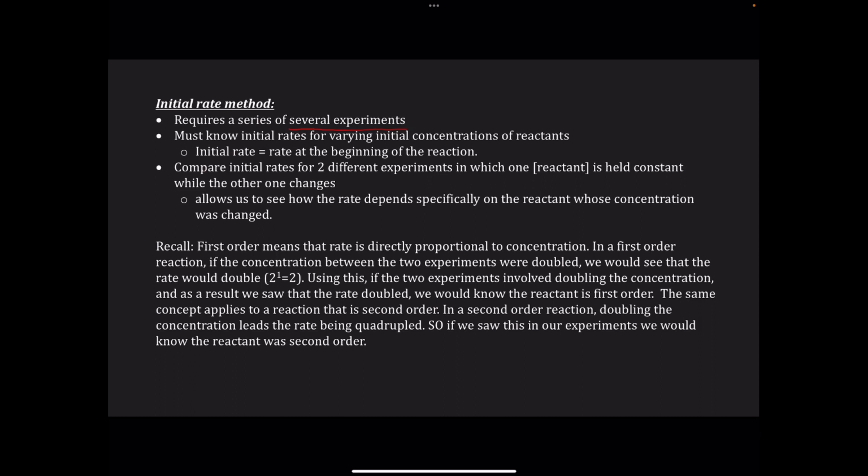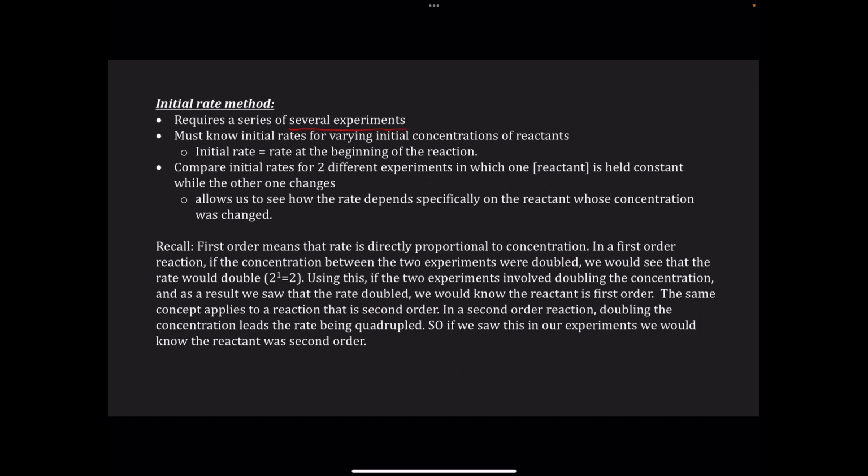What we would then do is compare initial rates for two different experiments in which one reactant is held constant while the other one changes. This allows us to see how the rate depends specifically on the reactant whose concentration was changed. So if we think back to our common orders, remember that first order means that rate is directly proportional to concentration. In a first order reaction, if the concentration difference between the two experiments were doubled, we would see that the rate would double.